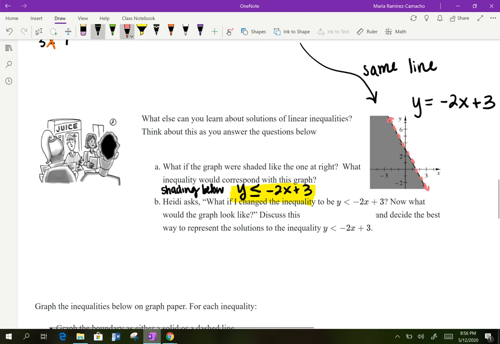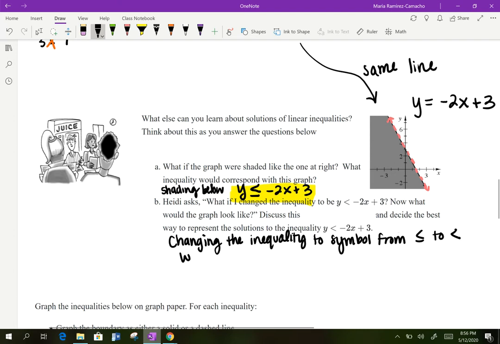So I can write here, changing the inequality symbol from less than or equal to less than would make the line dashed. Here's why, because if you try to plug in values, now any point that's on the line is not going to be a solution. Okay?